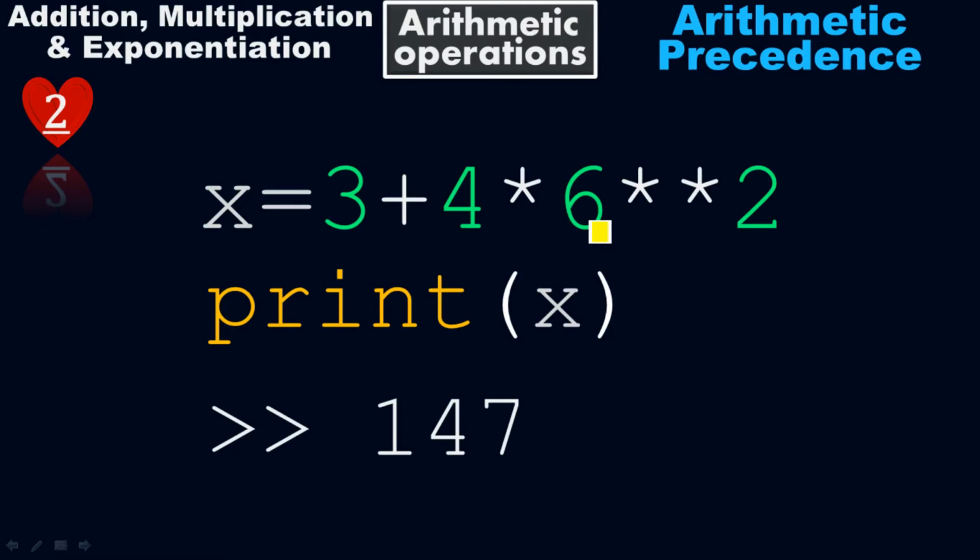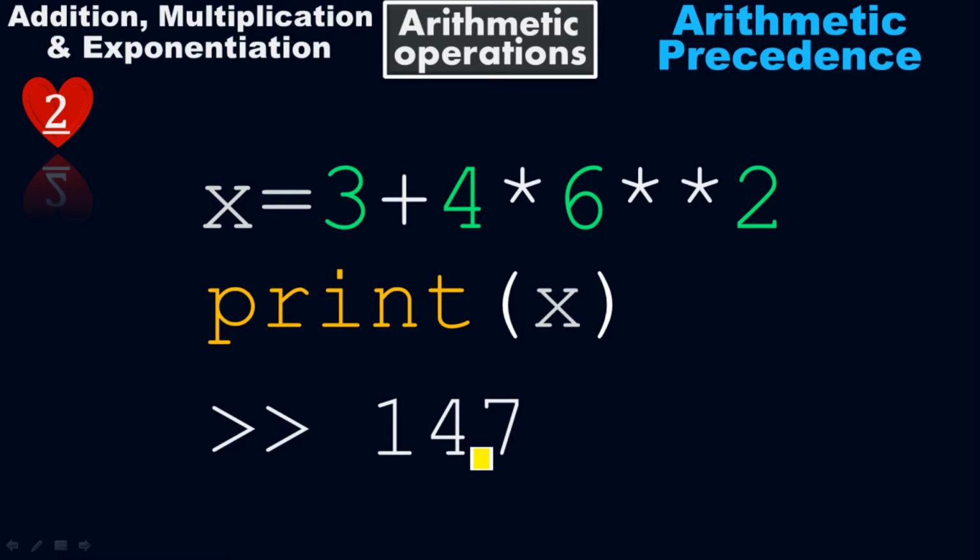Therefore, we need to play first with the exponentiation part, then with the multiplication part, and then with the addition part. 6 to the 2 will be 36. The 6 double star 2 means 6 to the 2, 6 power 2. So 6 power 2 means 6 times 6, which will be 36. So 6 to the 2 will be 36, and then solve the multiplication part. 36 times 4 will be 144. And then finally, solve the addition part. 144 plus 3 will be 147.